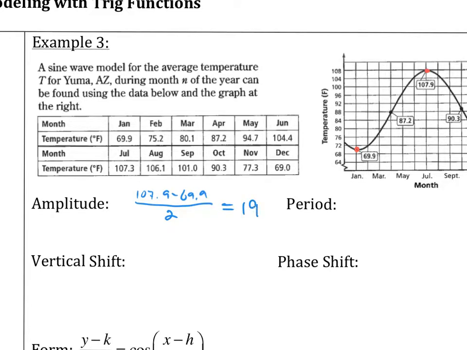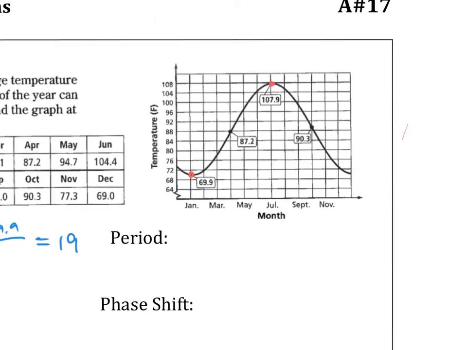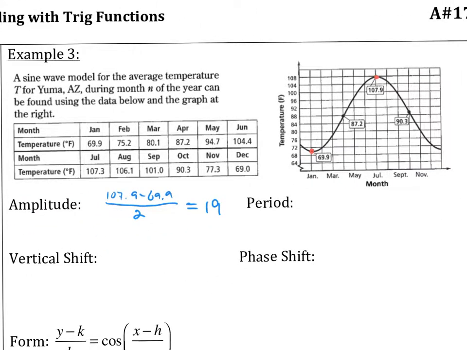So on this we got 19. If you got a different number, that's probably because you used this 69, which actually is slightly better. But I'm just going to go by hand here to do that. Okay, so that means the amplitude is plus or minus 19 degrees Fahrenheit from the average, which is somewhere here.